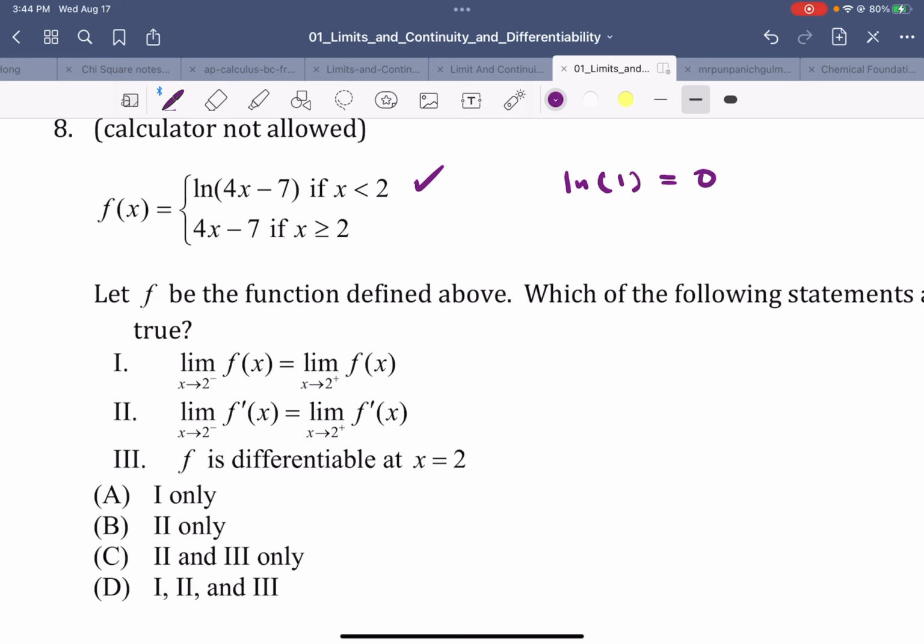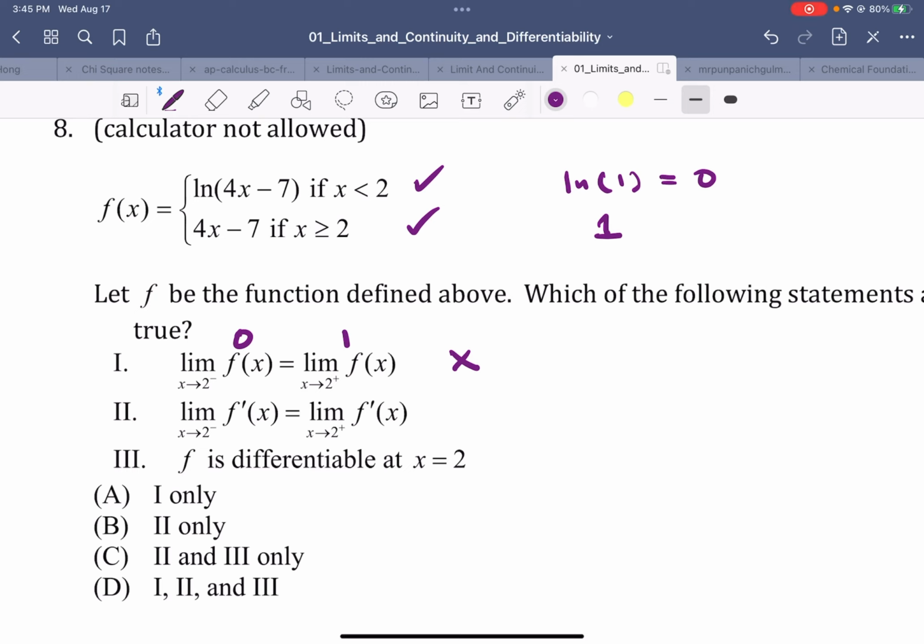Now you plug 2 into the second equation here. 4 times 2 is 8. 8 minus 7 is 1. So are they equal? No, they are not equal. The left-hand side limit is 0. This one was 0, and this is 1. So they are not equal.